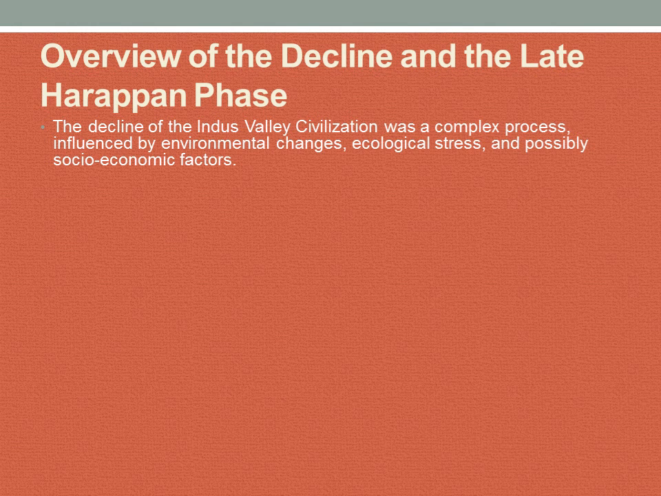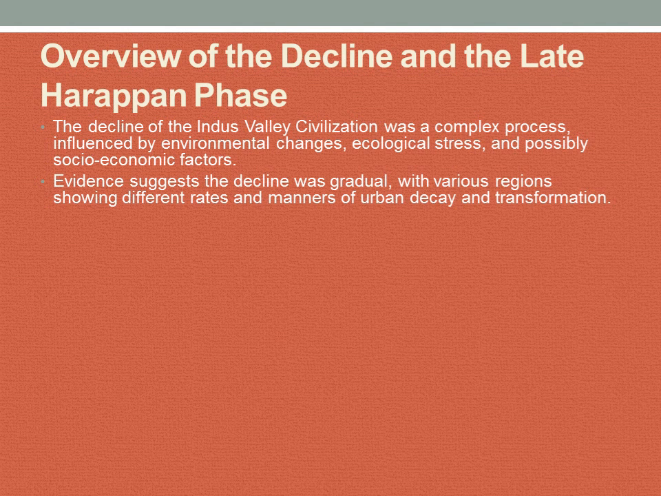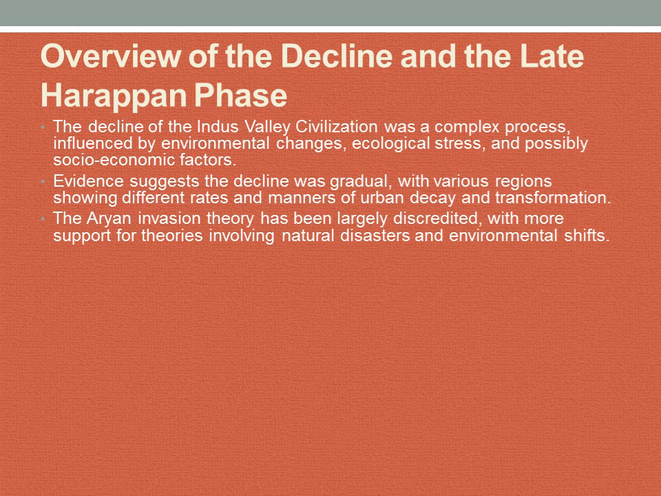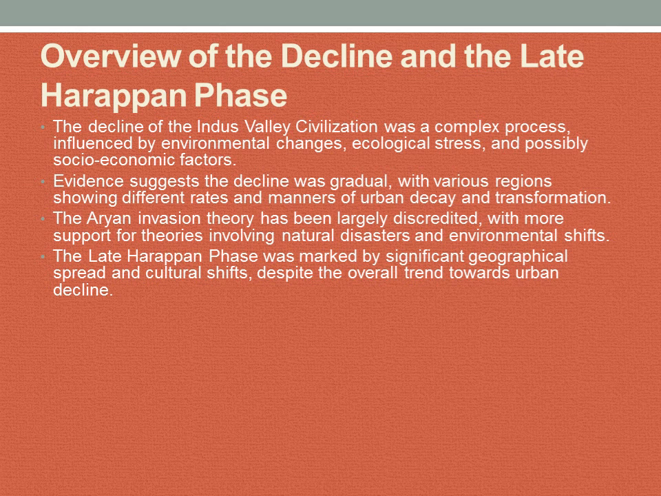Evidence suggests that the decline was gradual, with various regions showing different rates and manners of urban decay and transformation. So the decline was not uniform and sudden. It was very much gradual with different rates of decline in different areas of Indus Valley culture. The Aryan invasion theory has been largely discredited, with more support for theories involving natural disasters and environmental shifts. The late Harappan phase was marked by significant geographical spread and cultural shifts despite the overall trend towards urban decline. So there was a significant geographical spread during the late Harappan phase, and there was also cultural shift, and the overall trend was towards the urban decline.